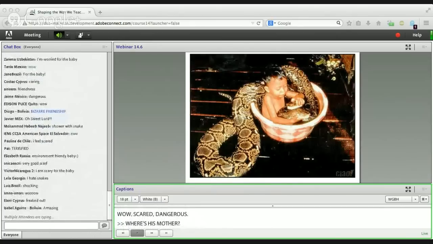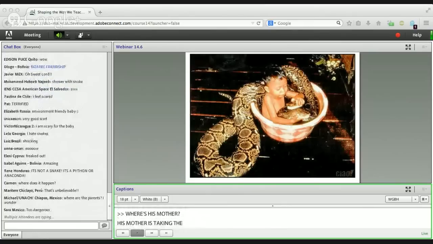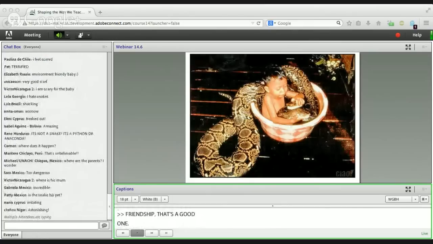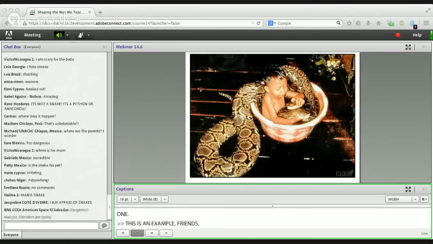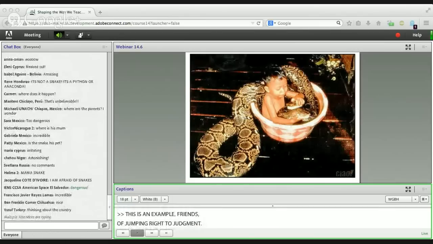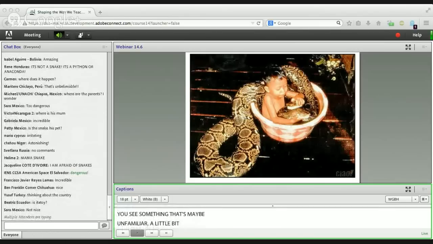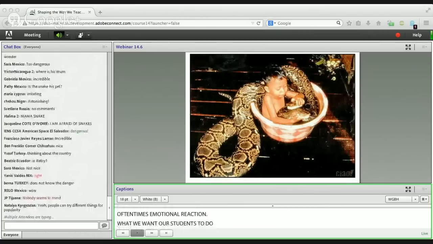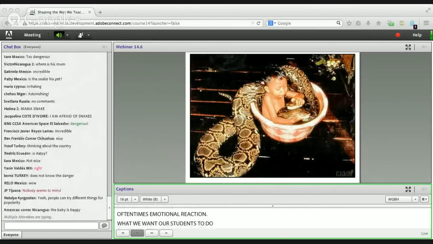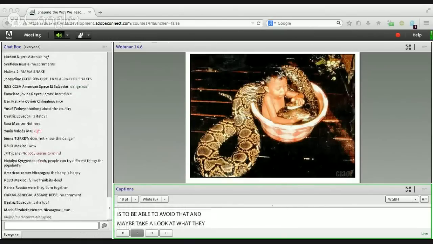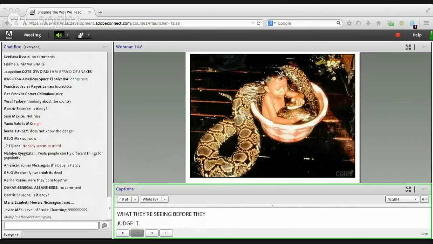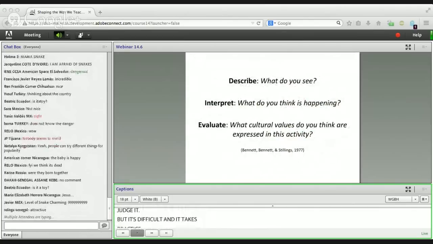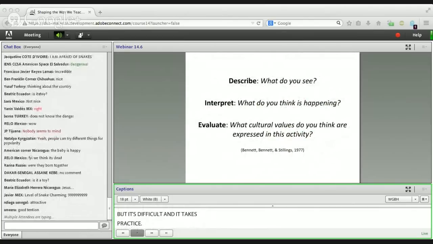So this is an example, friends, of jumping right to judgment. You see something that's maybe unfamiliar, a little bit different, you're not used to it, and you have an immediate, oftentimes emotional reaction. What we want our students to do is avoid that, take a look at what they see, and make sure they understand what they're seeing before they judge it. But it's difficult. It takes practice.